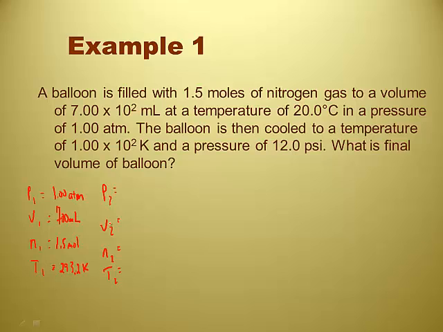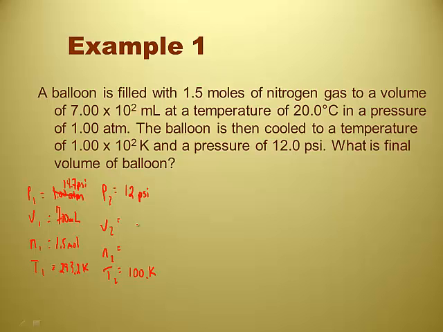The balloon is then cooled to a temperature of 100 Kelvin. So there's temperature number 2, and a pressure of 12 psi. We've got to do a little legwork here. We're going to have to change pressure number 1 to psi. Is that the easiest way? Like we both said earlier, that's easiest to convert because 1 atmosphere is 14.7 psi.